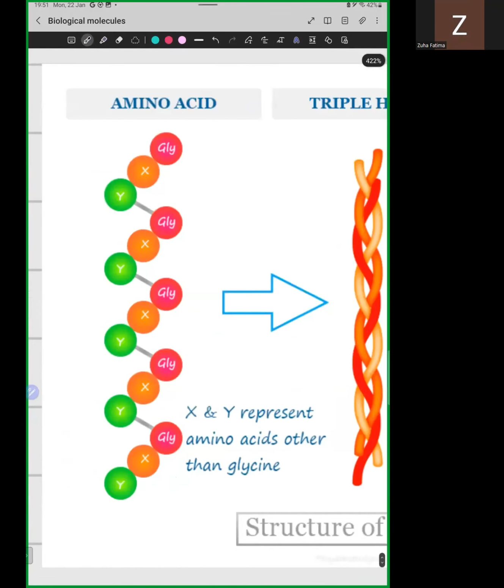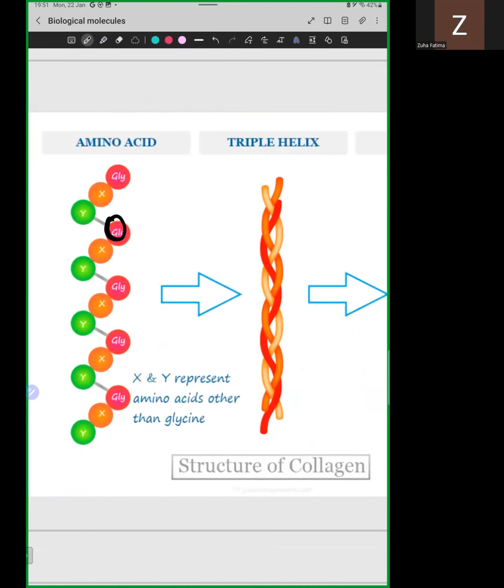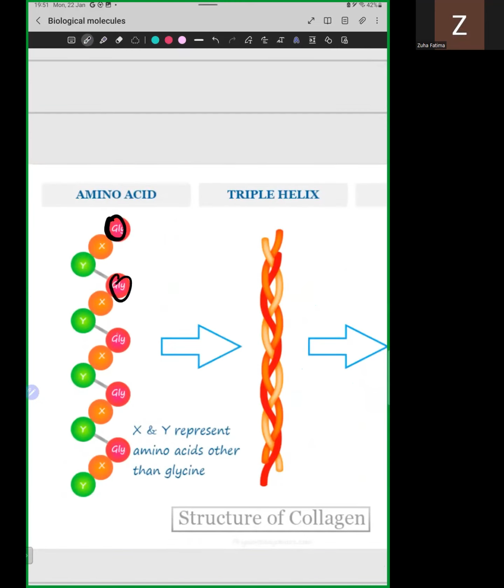Okay, so let's come over here. Here they have shown one polypeptide chain. Now, if you notice, every third amino acid is what? It's a glycine molecule, glycine, glycine, glycine. And X and Y can be anything. They can be any amino acid from all the 20 amino acids we know. But every third amino acid in a polypeptide chain has to be which amino acid? It has to be glycine. And glycine is your smallest amino acid.